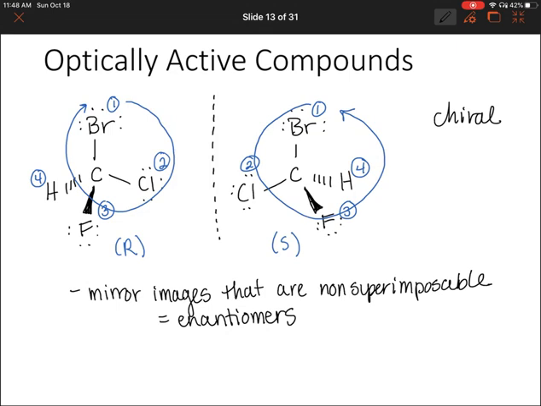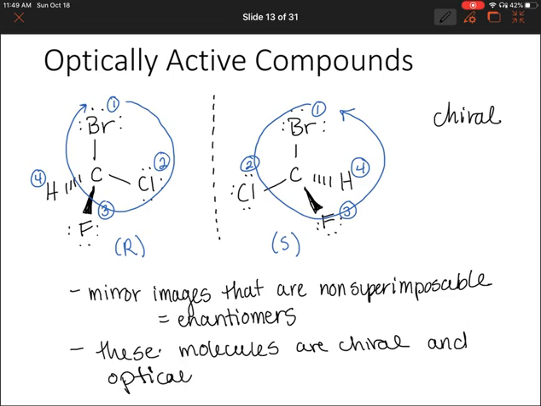If we were to just isolate the R molecule, it would rotate light in one direction, and the S molecule would rotate light in another direction. So these molecules are chiral and optically active.